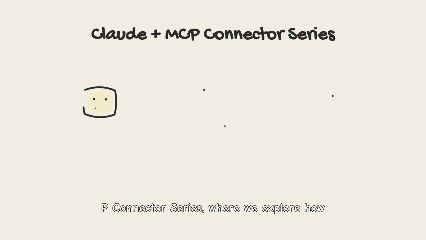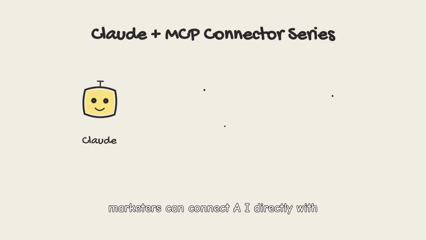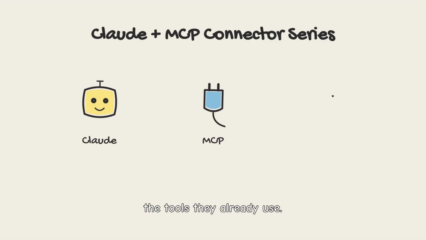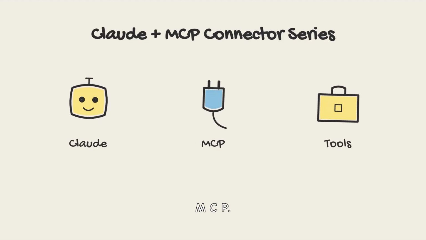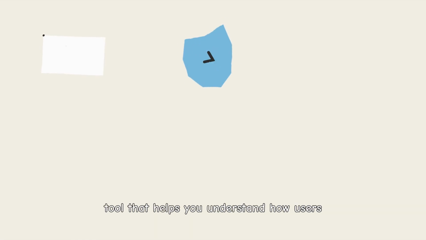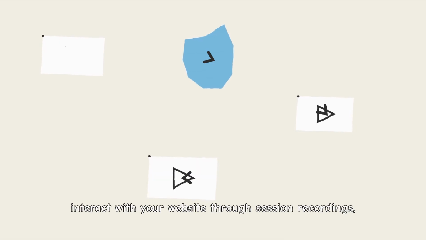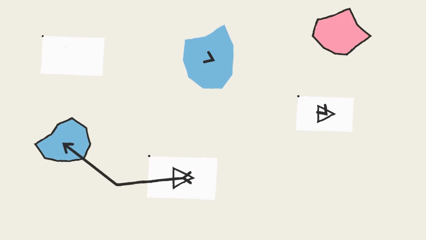Welcome to the Claude plus MCP Connector series, where we explore how marketers can connect AI directly with the tools they already use. Today, we are looking at Microsoft Clarity MCP. Microsoft Clarity is a free behavior analytics tool that helps you understand how users interact with your website through session recordings, heat maps, and user behavior insights.